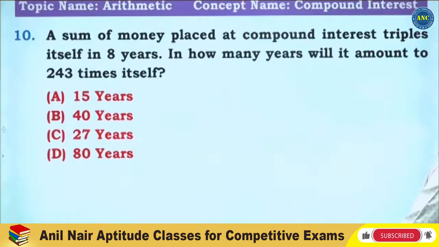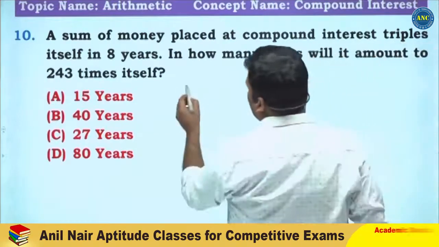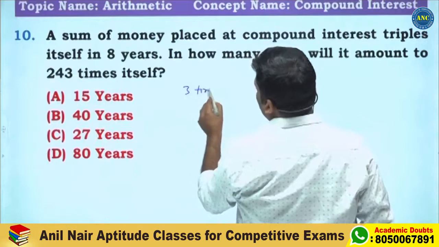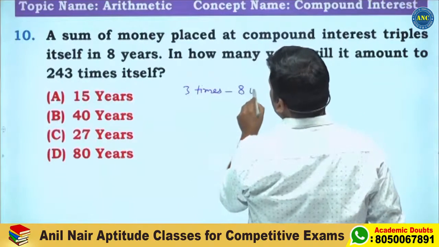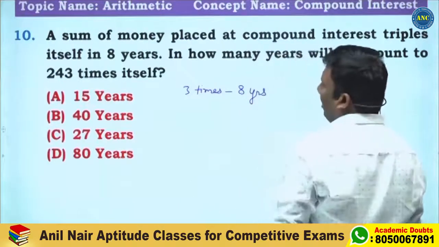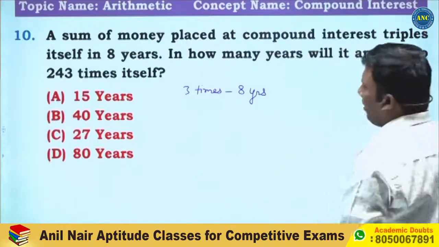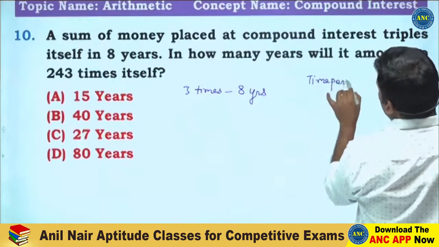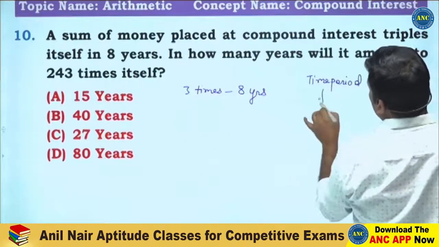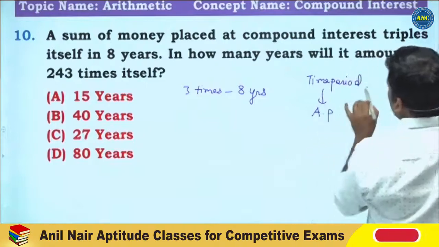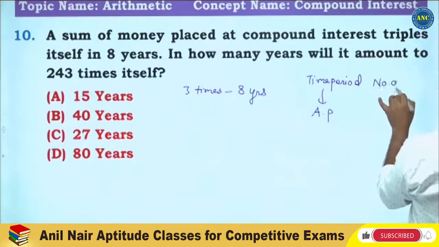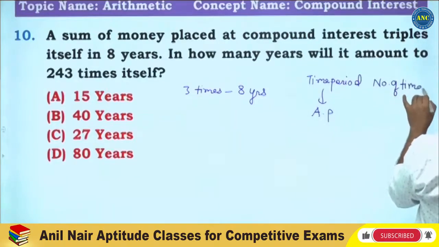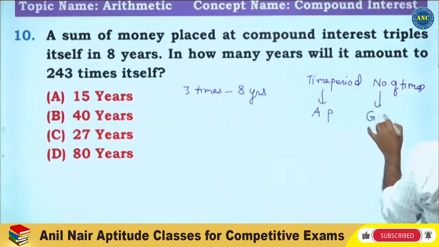A certain sum of money at compound interest triples in 8 years. 3 times in 8 years. What is it that we discussed? Time period will go in arithmetic progression. Number of times will go in geometric progression. Already we discussed this one.